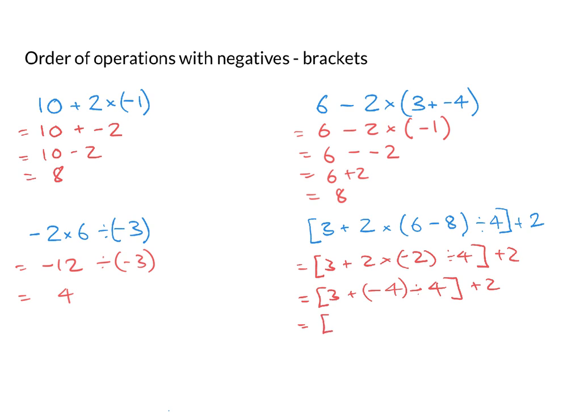So now I'm going to do the minus 4 divided by 4. So I have 3 plus. Now minus 4 divided by 4 is going to be negative 1. And I've got my plus 2 at the end. So I have 3 plus minus 1, which is 2. So I have 2 in my square bracket plus my 2, giving me an answer of 4 again.